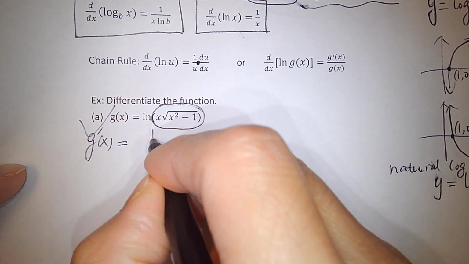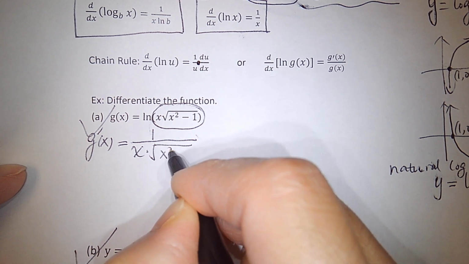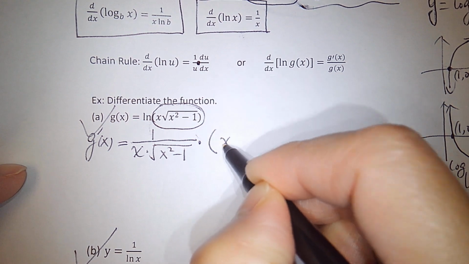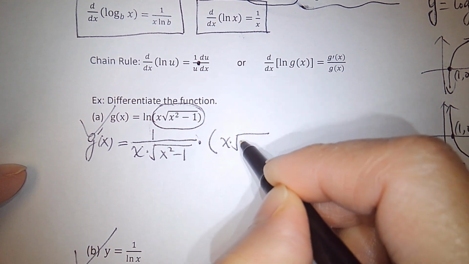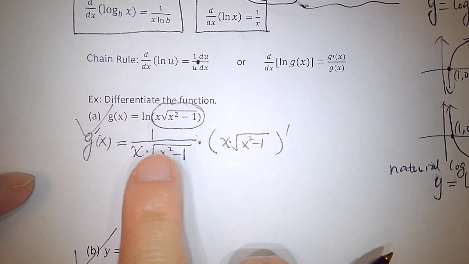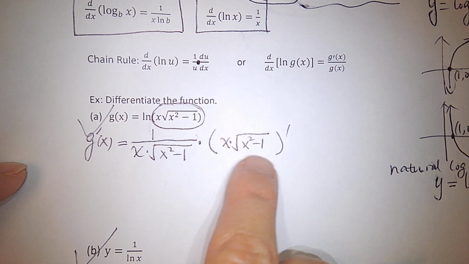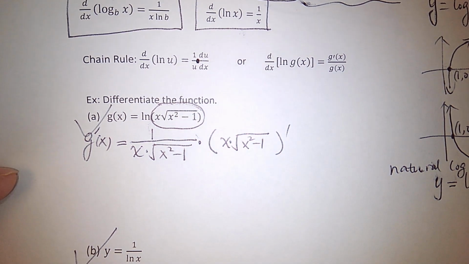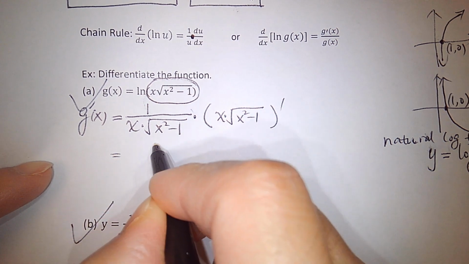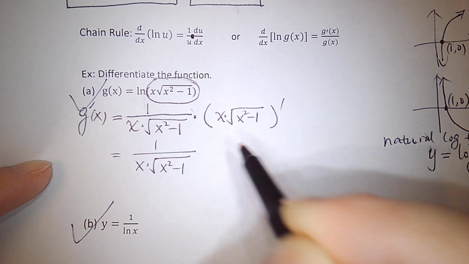So we'll have 1 over what? x times the square root of x squared minus 1, right? And then times the derivative of x times the square root of x squared minus 1. This is the chain rule, right? 1 over this thing times this thing's derivative. Then what do we do next? 1 over x times the square root of x squared minus 1.